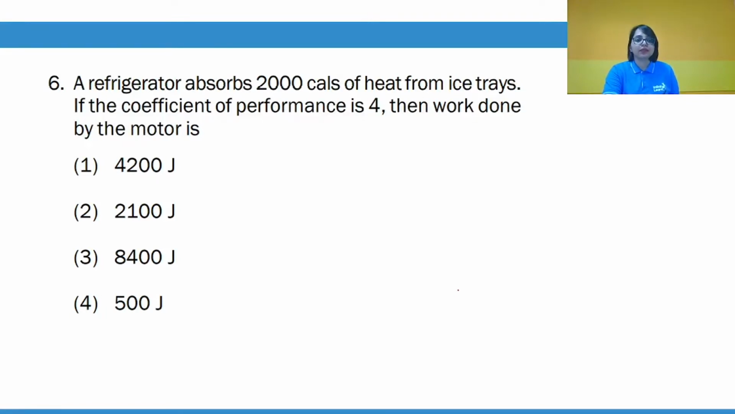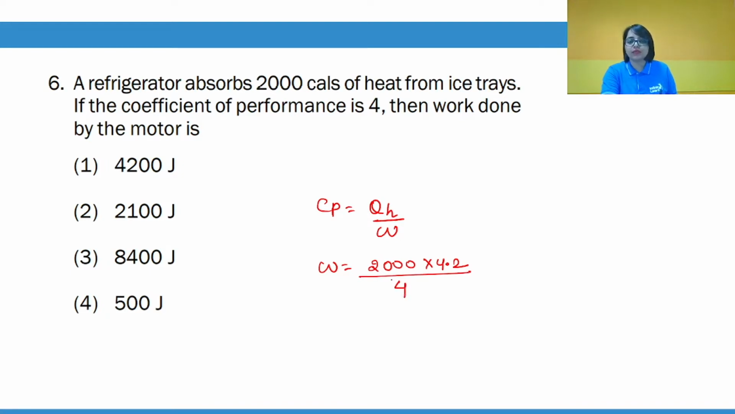Next is, a refrigerator absorbs 2000 calories of heat from ice tray. If the coefficient of performance is 4, then work done by the motor is. So basically coefficient of performance is equals to QH upon W. So W will be QH, that is 2000 calories. So it is 2000 into 4.2 joule divided by coefficient of performance, that is 4. So it will be 500 into 4.2, which is equals to 2100 joules.